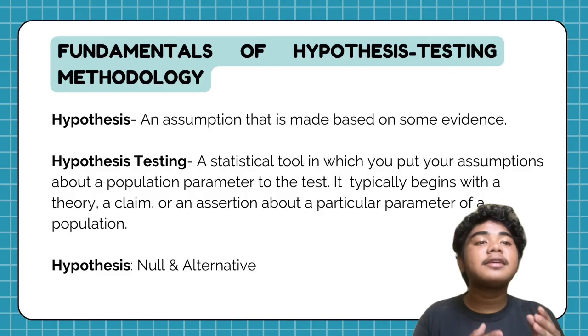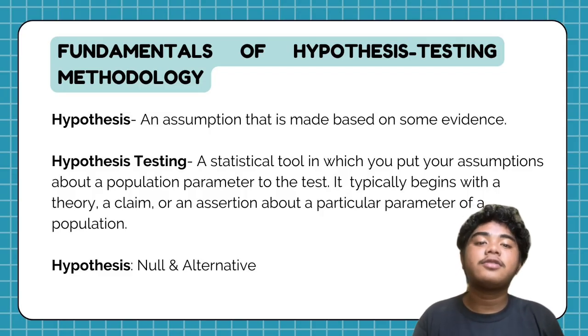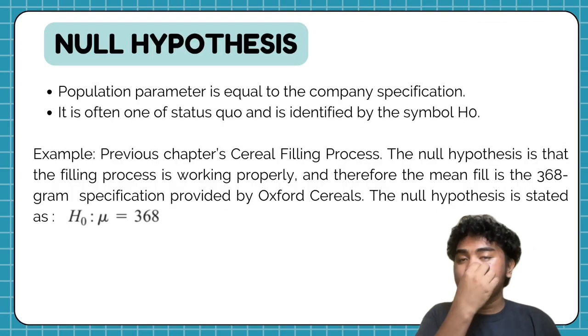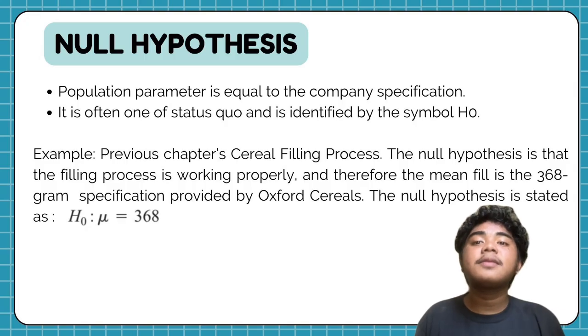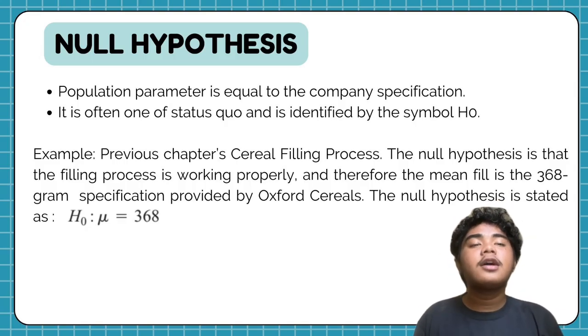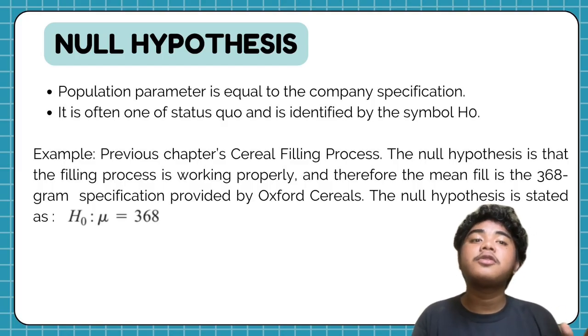Ito ay isang statistical tool kung saan pinaput natin into trial ang ating mga assumption if it is right or wrong. Now, ang hypothesis ay maaaring maging null or alternative hypothesis. Ang null hypothesis, ito ay isang hypothesis that says that the population parameter is equal to the company specification. So, ang null hypothesis, ito ay mga default assumption natin sa kung ano yung na-obserbahan natin.